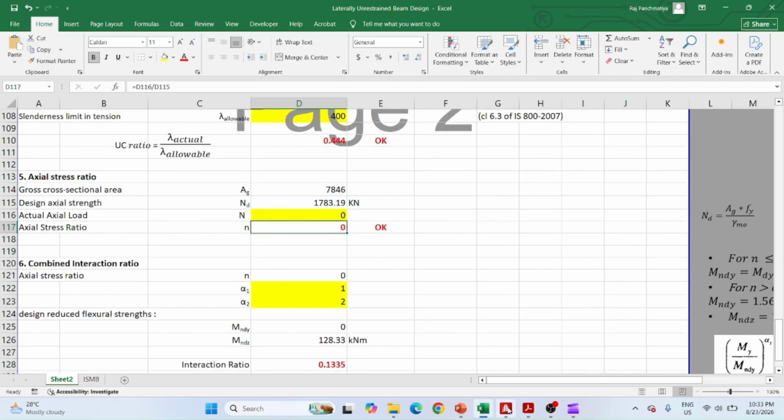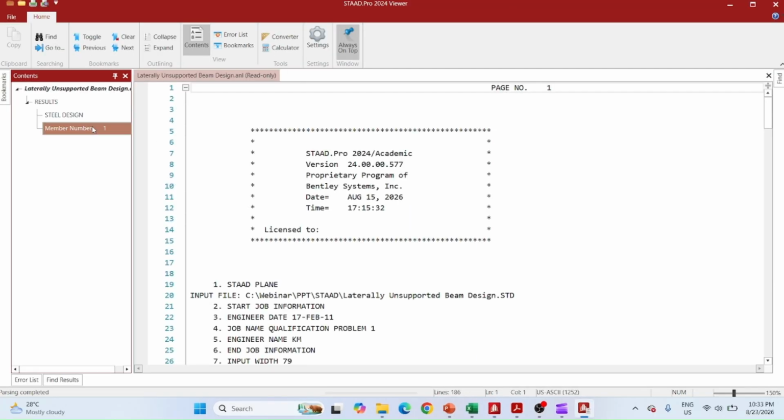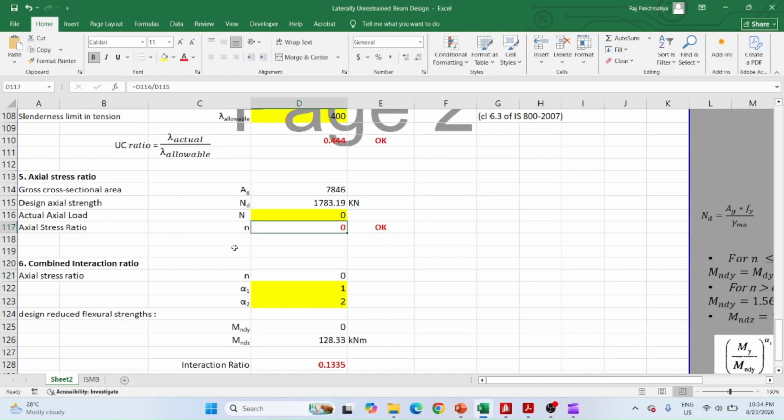This can be also verified in STAAD instead. If you go to output, click on member steel design, here you can see that in both tension and compression the value is 0.